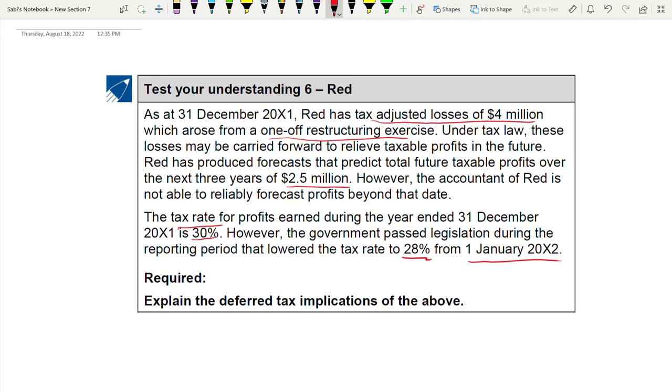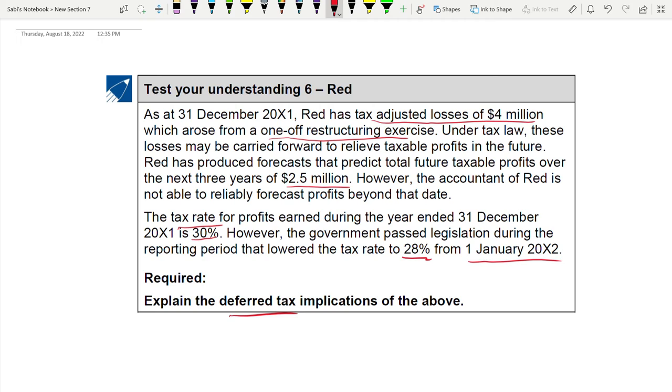This is a very good question. It's a very twisted question. There are two things this question requires you to do. One is regarding the tax losses. That is understood. Second is also the tax rate, choosing the correct tax rate, 30 or 28%. This is how the examiner is going to make you confused. They are going to give you two or three things inside one question. Explain the deferred tax implications of the above. It looks like only deferred tax, but you have to choose the correct rate also, 28 or 30%.